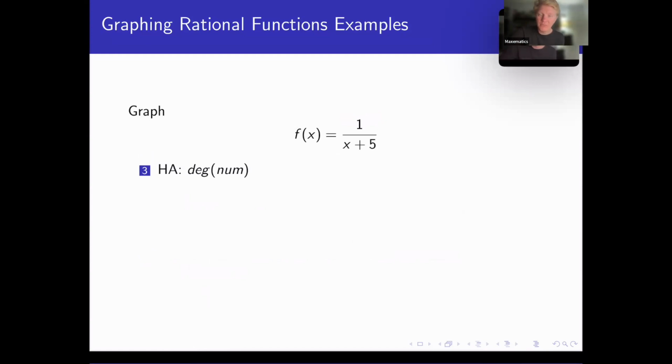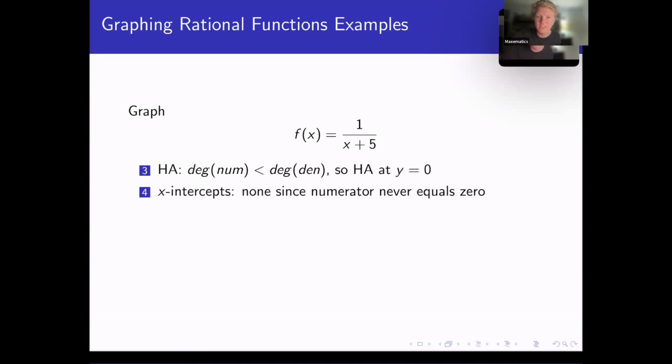Horizontal asymptote: let's compare the degree of the numerator and the degree of the denominator. The degree of the numerator is x to the 0, so just 0. The degree of the denominator is 1, x to the 1. So the numerator is less than the denominator in terms of degree. When the numerator is less, there's a horizontal asymptote at y equals 0.